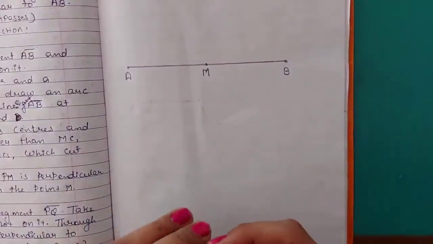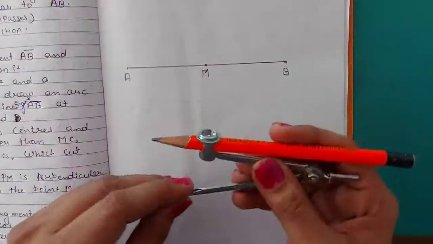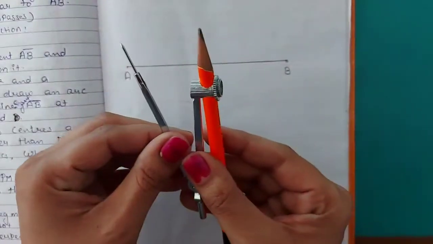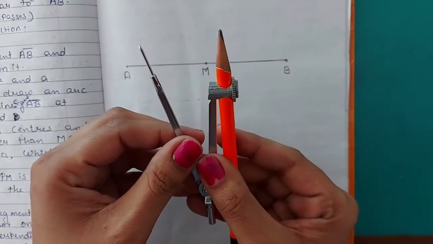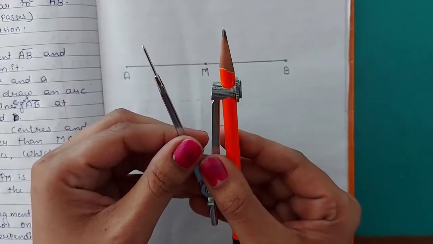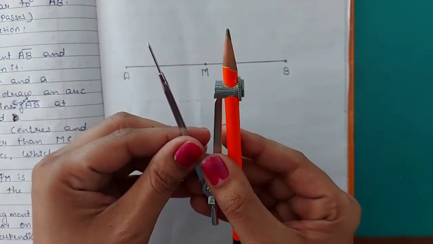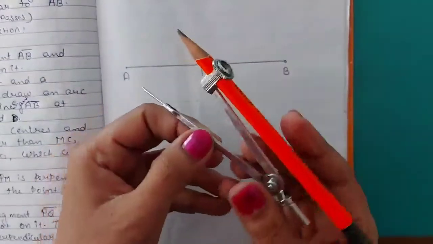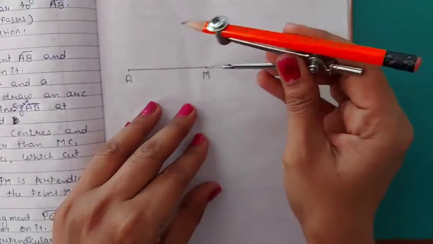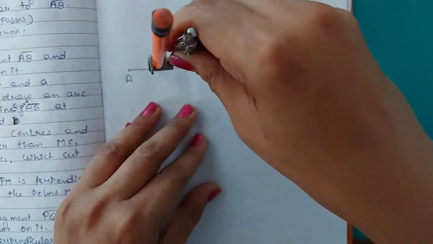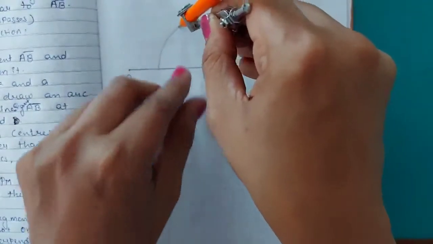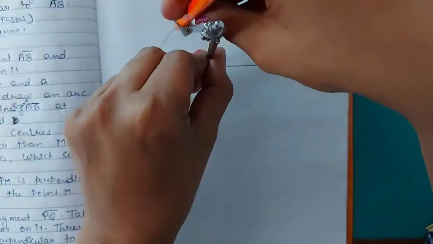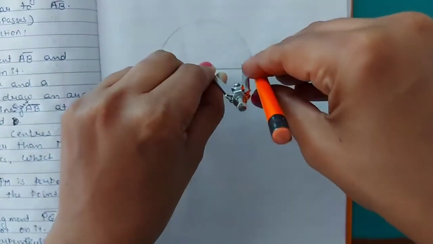Students, as per given in the step, we will take M as a center and we will open the compass according to any length because it is said to take radius of any convenient length. So now we have opened the compass and then we will draw an arc with M as a center. So we have put our pointer on M and we have to draw an arc.